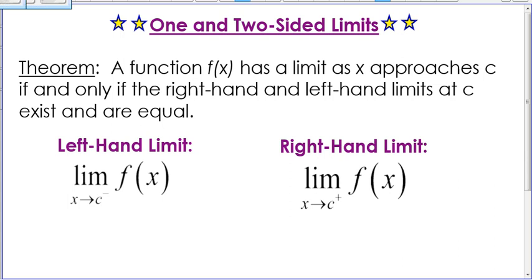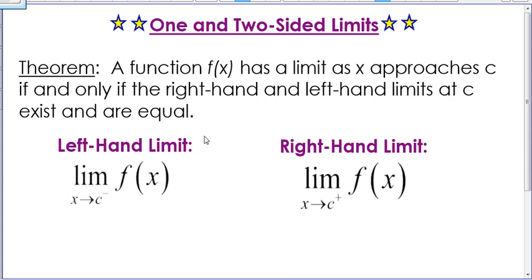Okay, so last video of this first section. That last problem that we did in the last video, we noticed that the left-hand side of the function was approaching positive infinity, and the right-hand side of the function was approaching negative infinity. This goes back to the one-sided and two-sided limits theorem.